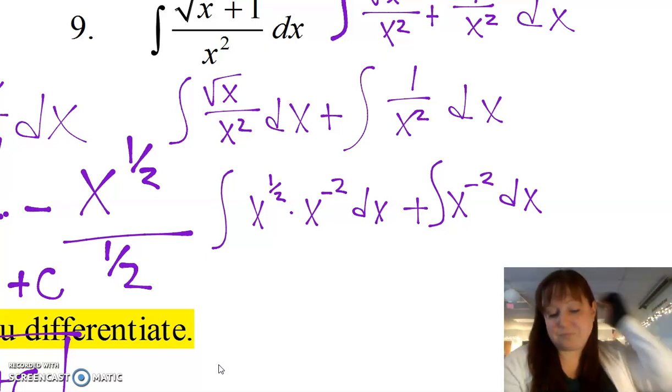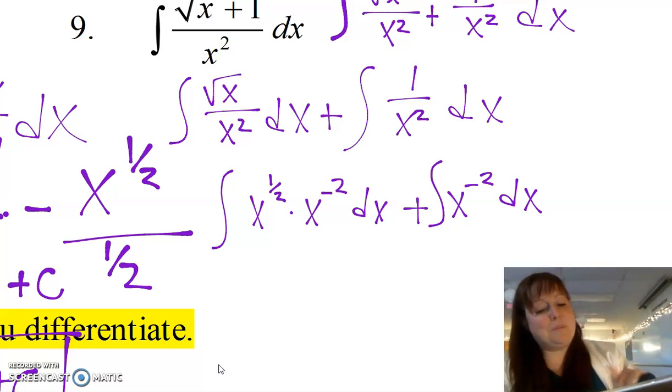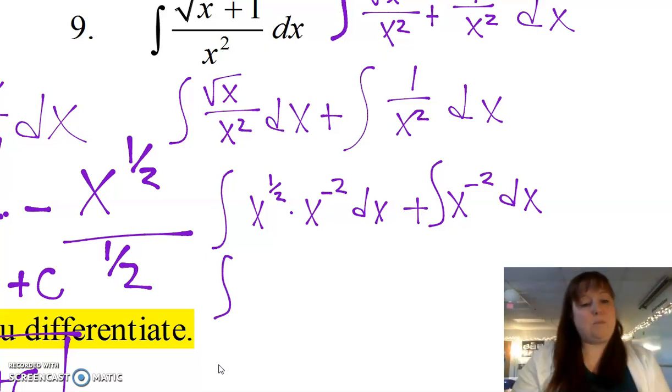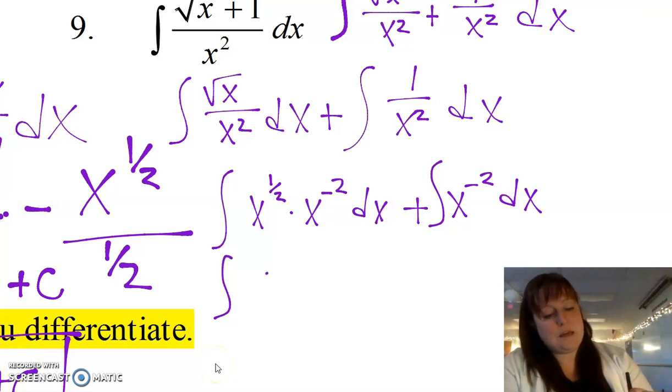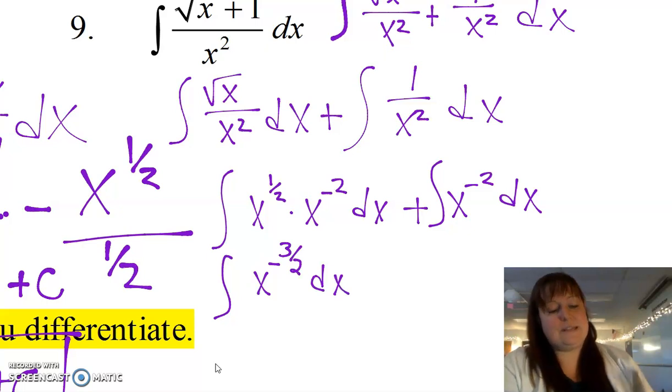I think my note's wrong. Okay, so we multiply them together, they add, and we get, let me just check. So that becomes x to the negative 3/2 dx, right? Because negative 2 plus 1/2, negative 2 is 4/2, plus 1/2 would be negative 3/2, plus the integral of x to the negative 2 dx.